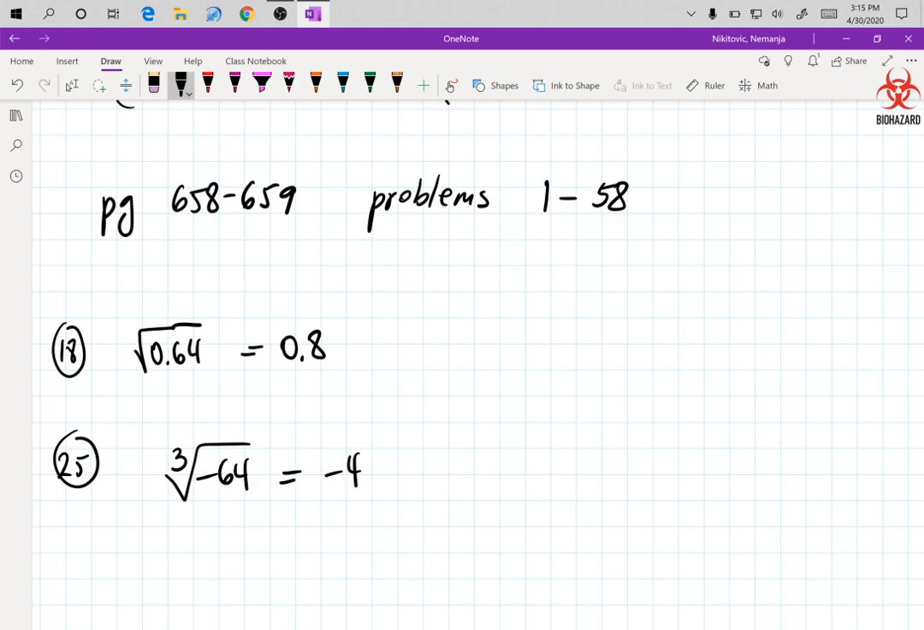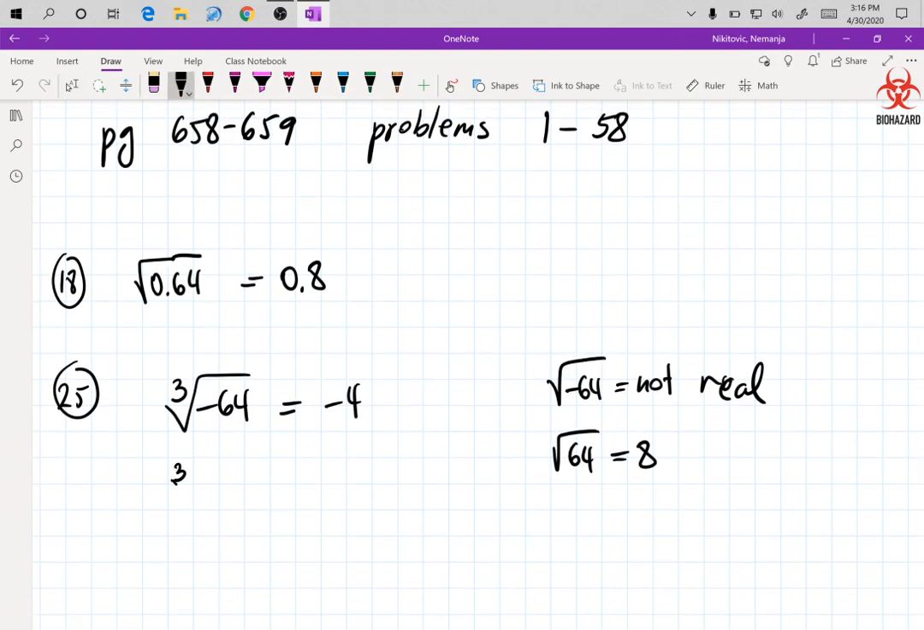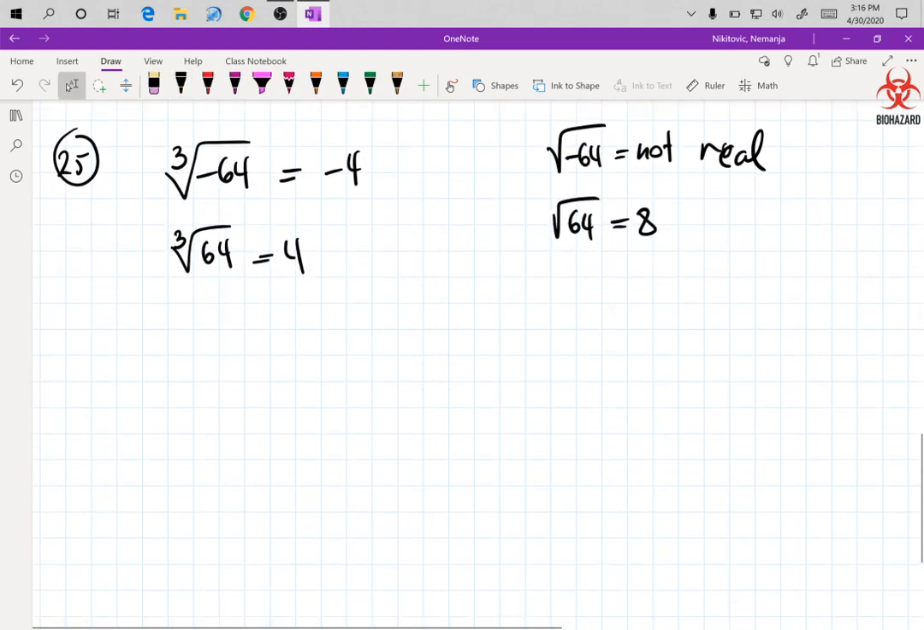You see, the square root of negative 64 is not real. Square root of 64 is 8. And the cube root of negative 64 is negative 4, and the cube root of 64 is 4. So just have to be careful with all of the different roots, right, whether it's a cube root. The cube roots preserve the sign, and the square roots or any other even root, they cannot be taken from the negative numbers. I mean, they can, but it's not a real answer. It's complex. It's an imaginary answer.